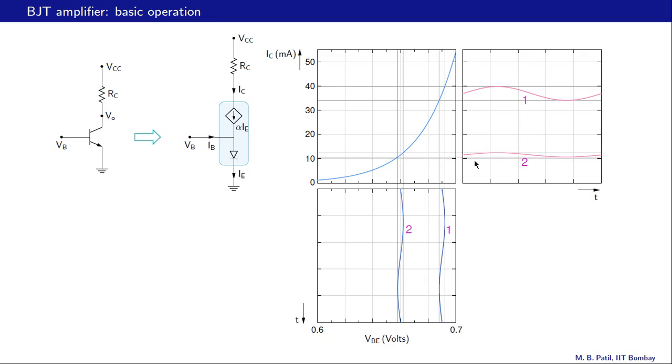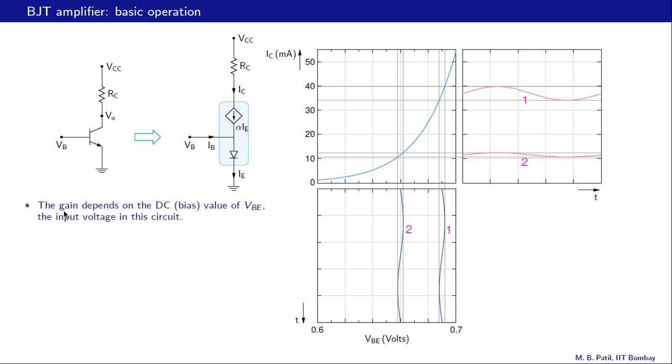And if IC of t has a different amplitude in these two cases, VO of t will also have different amplitudes. That is because the amplitude of VO is simply the amplitude of IC times RC, or VO cap is IC cap times RC, as we saw in the last slide. So let us note down these important points.